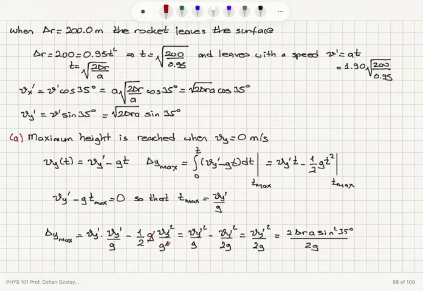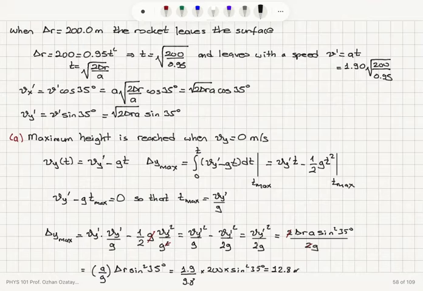The 2's will cancel, and I will be left with delta y max, which is equal to a over g delta r sine squared 35. So this is 1.9 divided by 9.8 times 200 times sine squared 35, which is 12.8 meters.